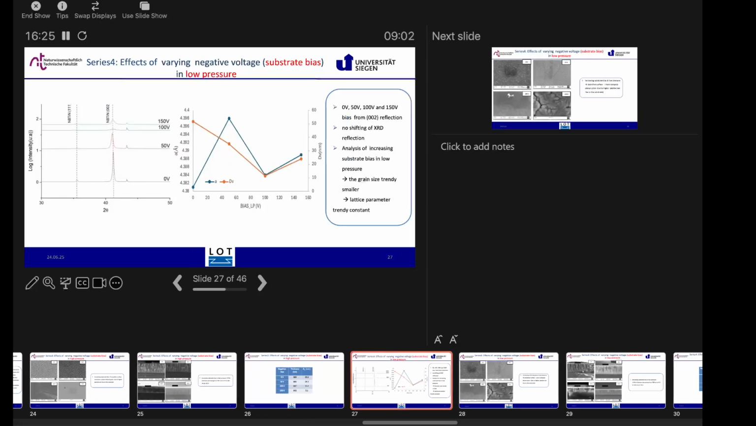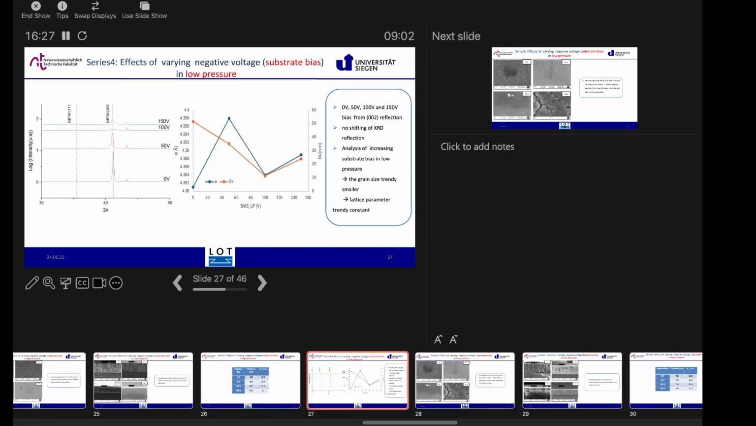bias. Now we're coming to the substrate bias but at low pressure. What we got from XRD? We got XRD only from the 002. And if we zoom in on the 002 reflection, we will see that the peak is almost constant. That means no shifting of the XRD reflection. And from the analysis, when we increase substrate bias at low pressure, the grain size, the red curve, tends to get smaller, while the lattice parameter, the blue curve, tends to be constant around 4.38 or 4.39.